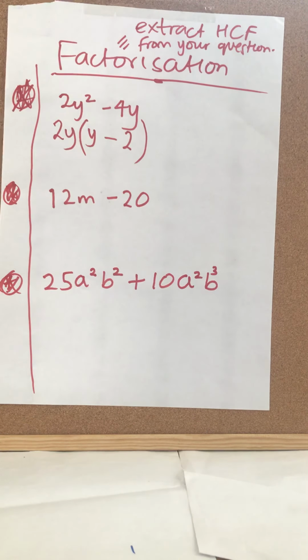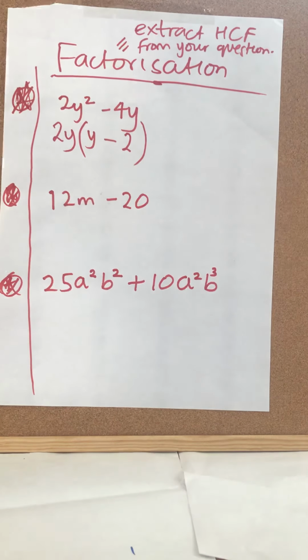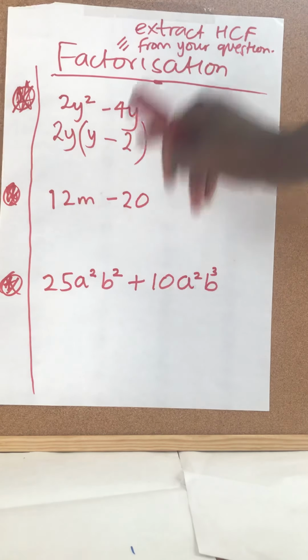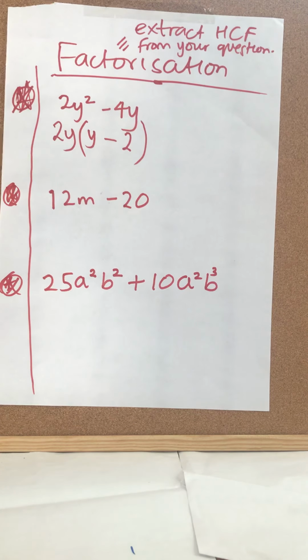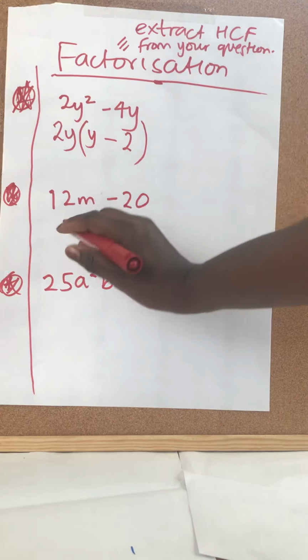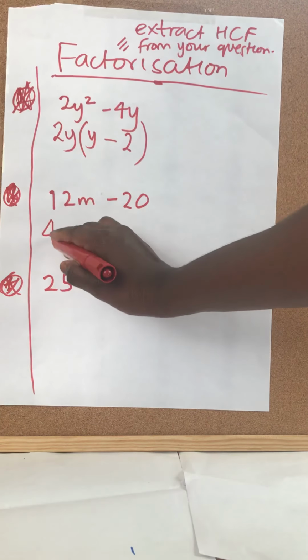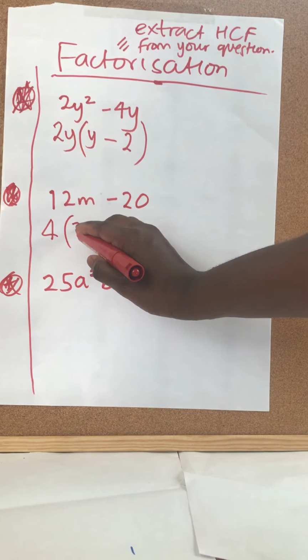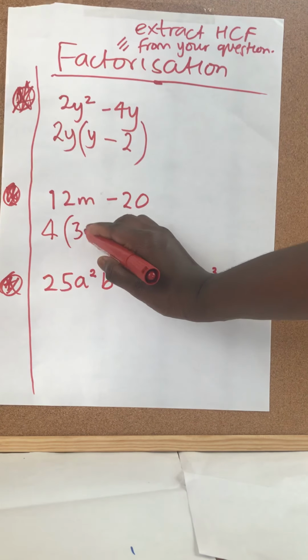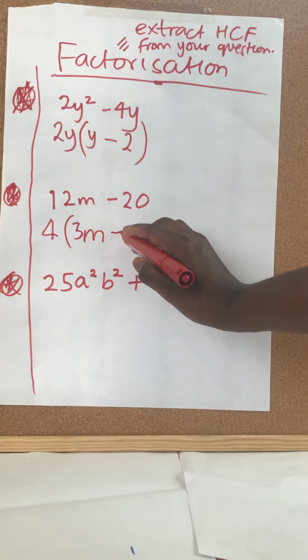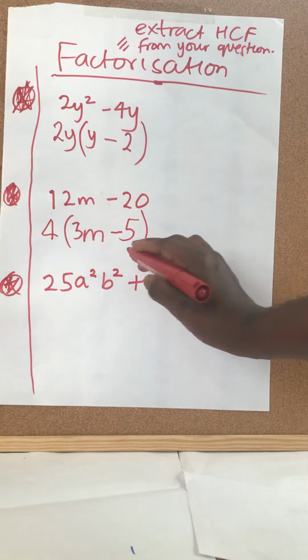12m minus 20. What is common? There is no m here, but I can see that 12 and 20 have a common factor. It has factors of 2 and 4, but remember we said highest common factor, so I'm going to choose 4. So I'll take the 4 out, and I'm going to have 3 left, which is 4 times 3, 12. I'm going to have my m here, then I'm going to have 5 here. That's my answer.